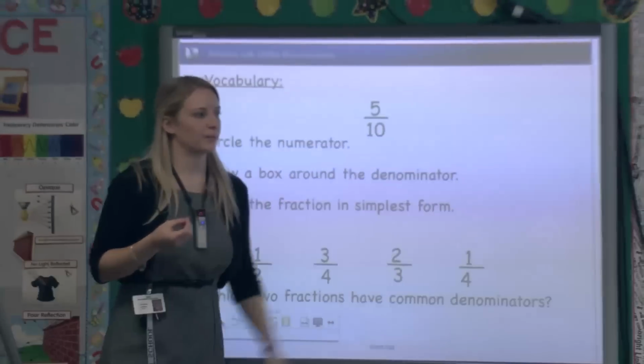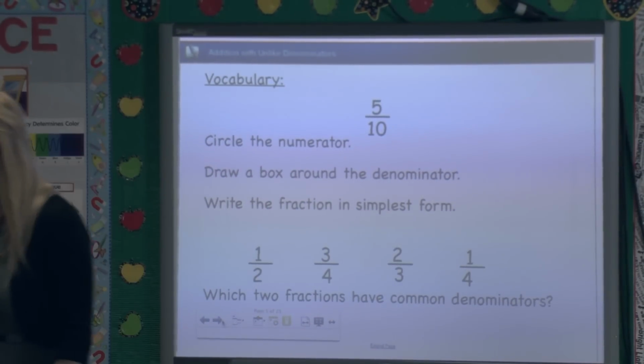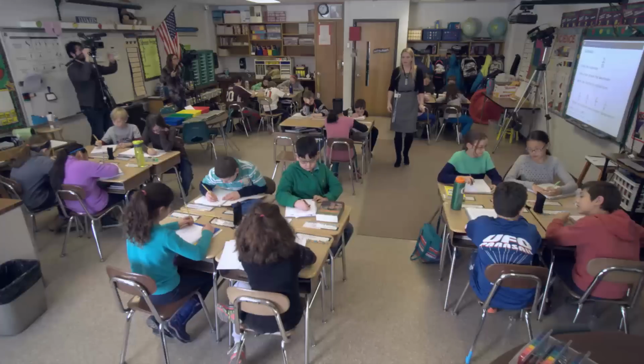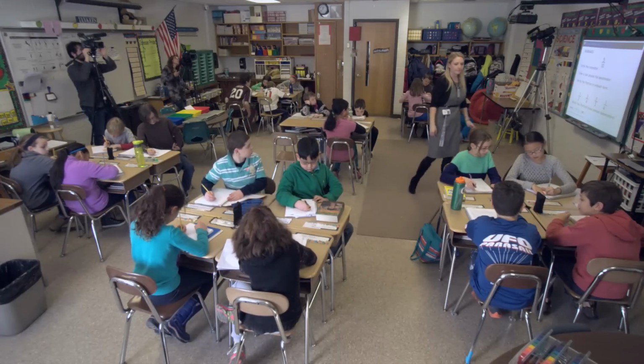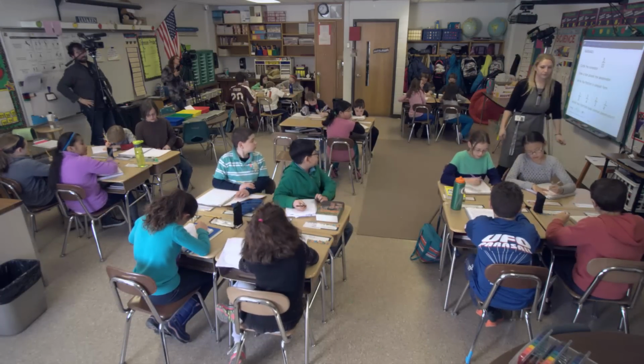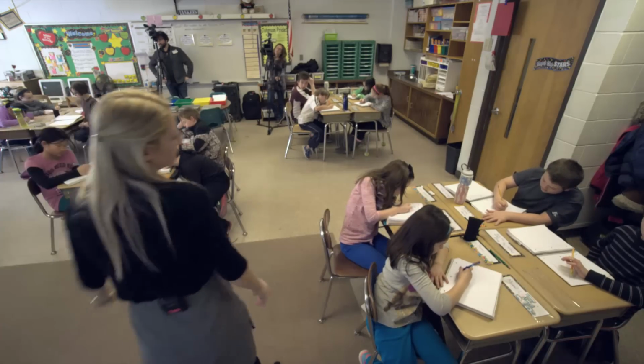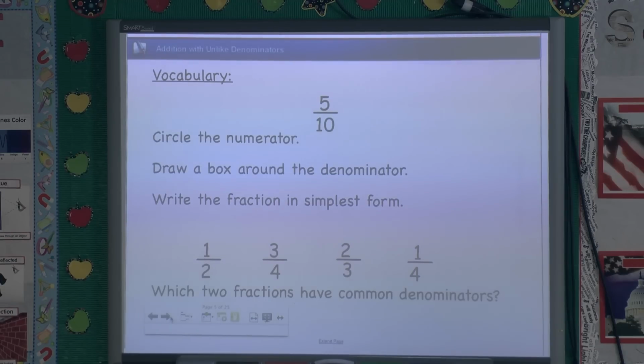Write down 5/10 on your paper. Just 5/10. Bennett, are you ready? 5/10. I want you to circle the numerator. I want you to square the denominator. And I want you to come up with that fraction in simplest form. What does that fraction equal in simplest form? Write it down.